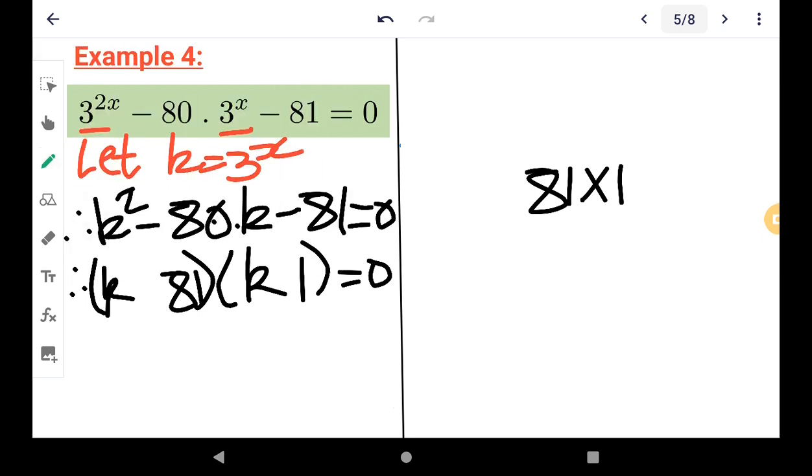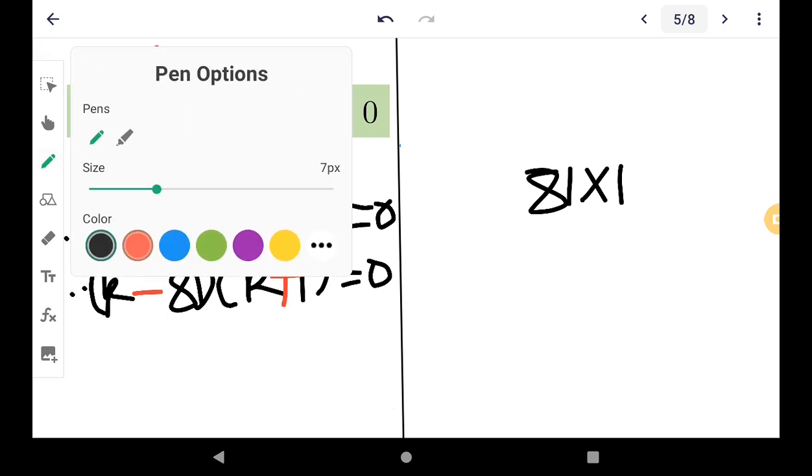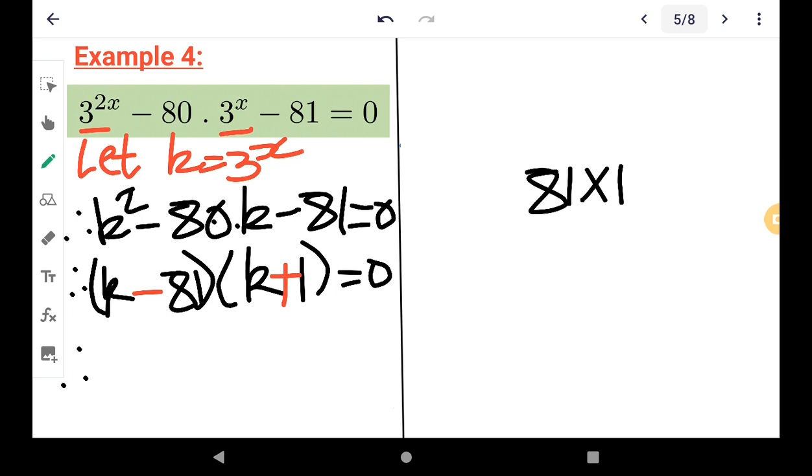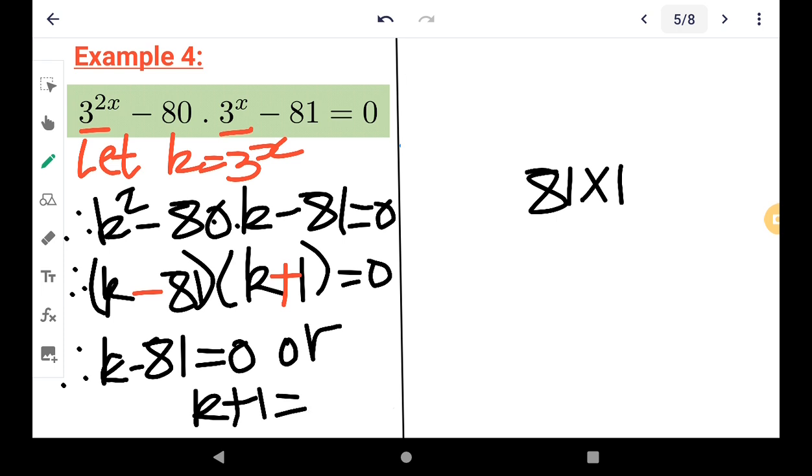And then we've got minus 81 plus 1. Minus 81 plus 1. And therefore, you now solve as normal. k minus 81 equals 0, or k plus 1 equals 0.